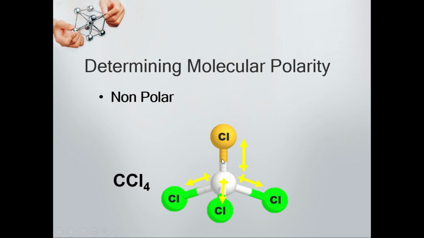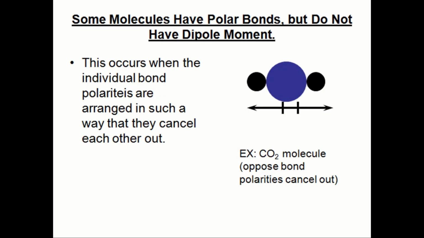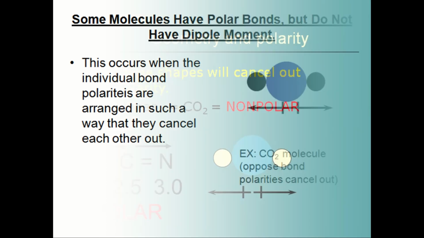And as we can see also, although this is a polar bond, each bond is a polar bond, the dipole moment is pointing opposing towards another direction. These polar bonds or these dipole moments will cancel out. So it is a nonpolar molecule. Some molecules have polar bonds but do not have a dipole moment. This occurs when the individual bond polarities are arranged in such a way that they cancel out each other. So like this, carbon dioxide molecule. Let's see how this will cancel out.